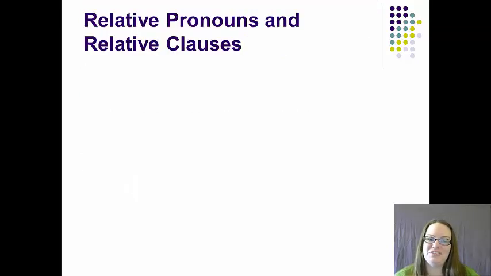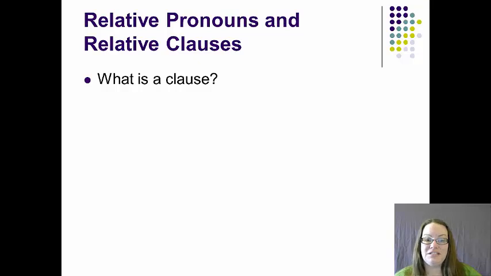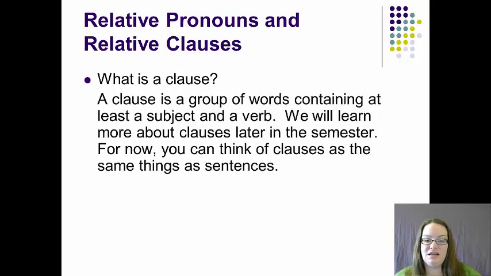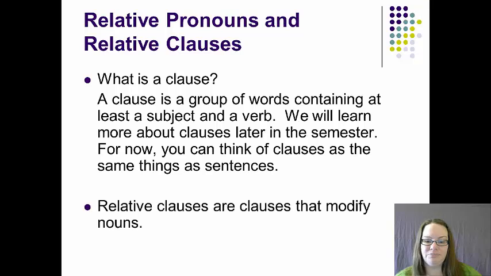Relative pronouns and relative clauses. We have to first understand what a relative clause is. A clause is a group of words that contain at least one subject and one verb. We'll learn more about clauses as we go into adjectives and adverbs, but for right now you can think of clauses as basically the same thing as a sentence. Relative clauses are clauses that modify nouns. So we've already learned about words that modify other words. In this case, relative clauses are ones that modify nouns. So they're describing the noun.